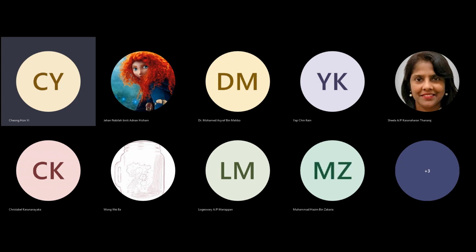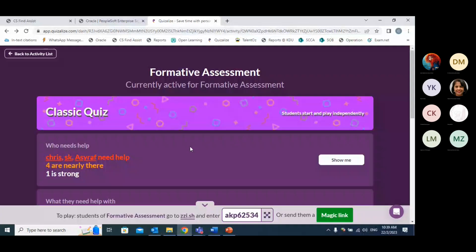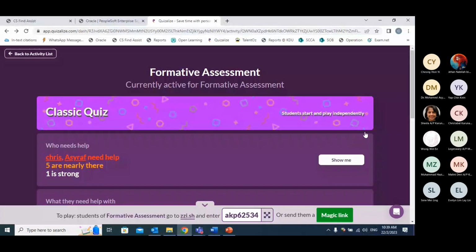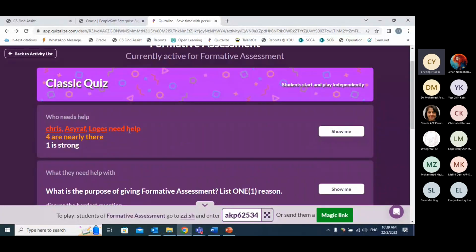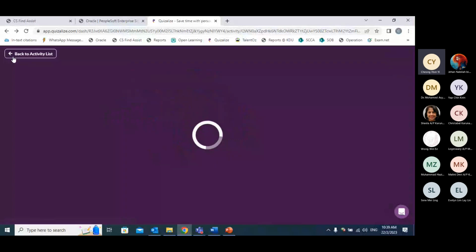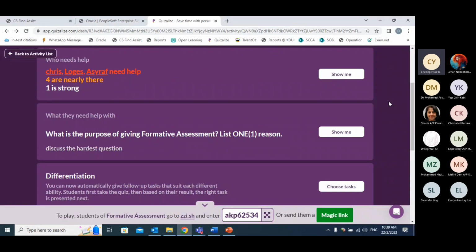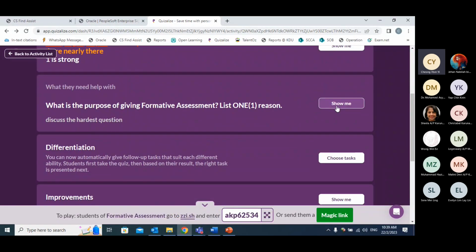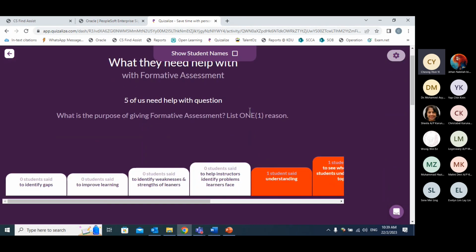If you have not used Quizalize before, as the teacher, you can actually see quite a lot of things. Let me share screen with you. All right, so I can see something like this. It says who needs help, and after that show me. It's either you're doing or something like this. So it needs help, almost there, strong, that kind of thing. But of course you need to ask your students to put in their real names, right? Then what they need help with, so something like this.